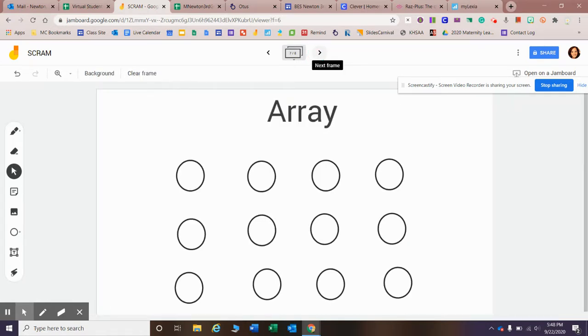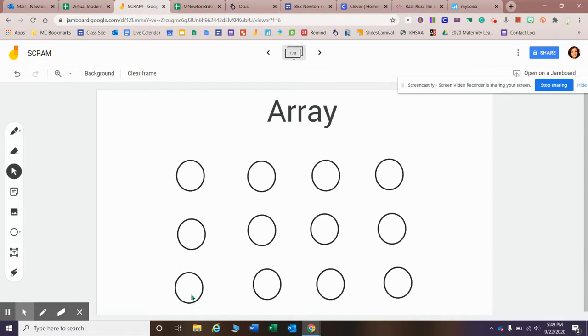The next one's an array. You guys might have never heard of this, but we're going to be doing a lot of arrays whenever we Google Meet. So an array is the picture that is shown. Okay, so this actually represents 3 times 4 because your first factor is how many down, and your next factor is how many across. So we call this a column, one that goes up and down.